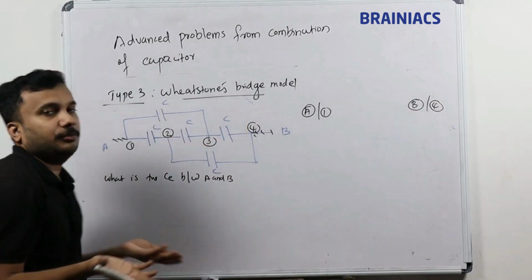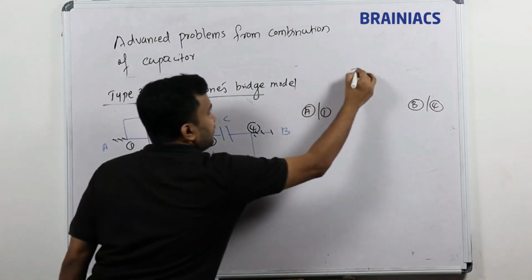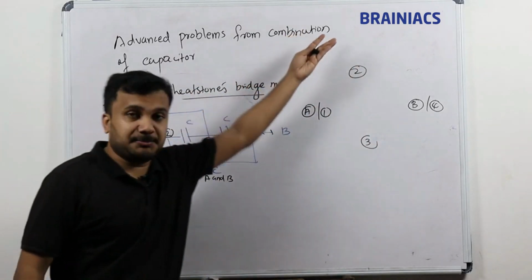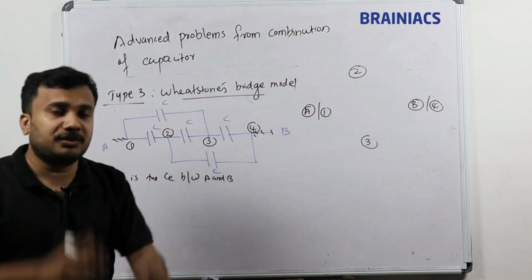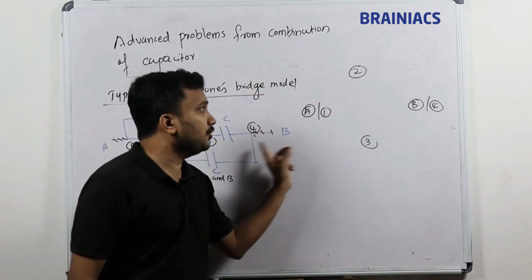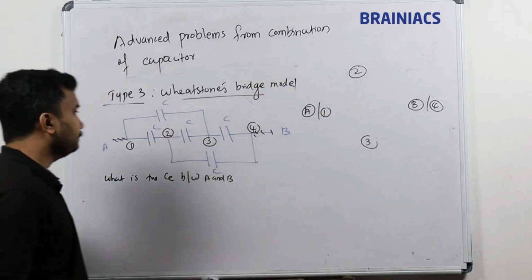The other 2 numbers, which I cannot connect: 2 and 3. So please place them. 2 will be here and 3 will be here. You can place them in any order. 3 may be inside, 2 will be outside. But make sure that the other 2 numbers which you are not able to connect are distributed between these 2 ends.